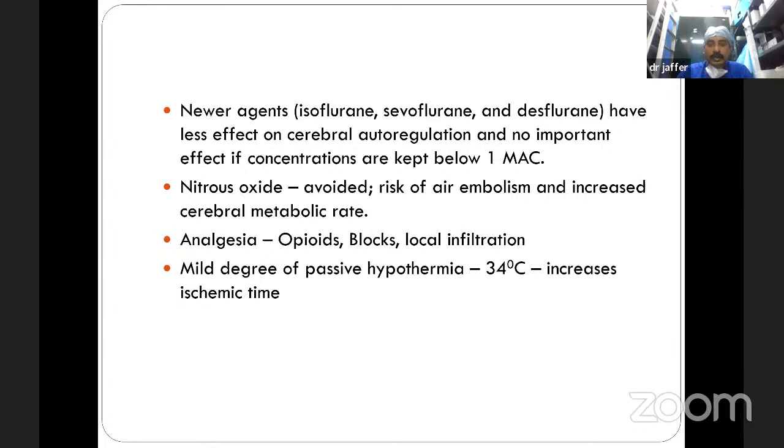Now, analgesia is maintained by opioids, by blocks, that is regional anesthesia, or by local infiltration. With opioids, we can give fentanyl boluses, or a morphine infusion or fentanyl infusion. Whereas for blocks, we can go for a superficial cervical plexus block, an intermittent cervical plexus block, or a deep cervical plexus block. And we try to maintain passive hypothermia, where we slightly dip the temperature of the upper part of the body. We try to maintain it around 34 to 35 degrees because this increases the ischemic time.